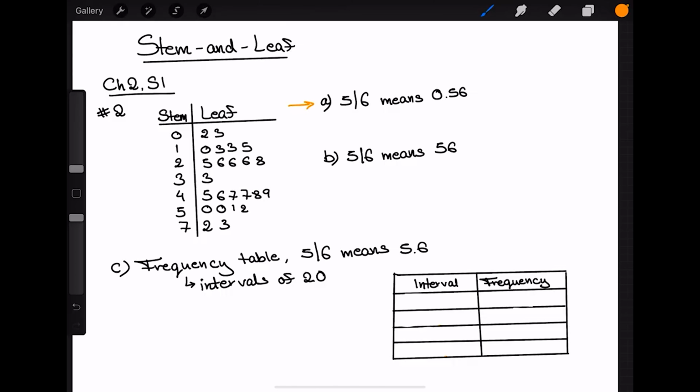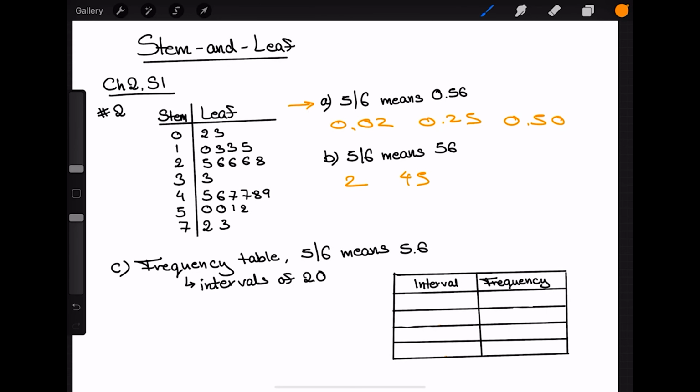Now, for question A here, they're asking you to list all the data with the key 56, meaning 0.56. That means, for example, 02 would be 0.02. 25 would be 0.25. 50 would be 0.50, etc. Now B is just another key. 56 means 56. So 02 would just be 2. 45 will be 45, and then you continue on.